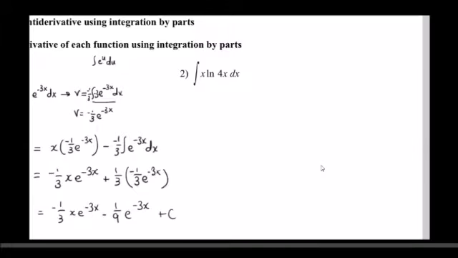Question 2 starts the same way. We need to first recognize that this is integration by parts. So we need to choose a u and a dv. Now in the last problem we chose an x as a u value because its derivative was more simple. But oftentimes when you're doing integration by parts, if there's a natural log involved, it makes sense to choose that as u.